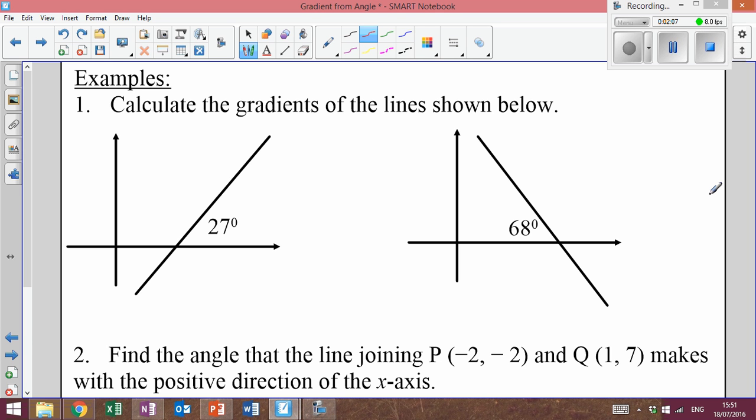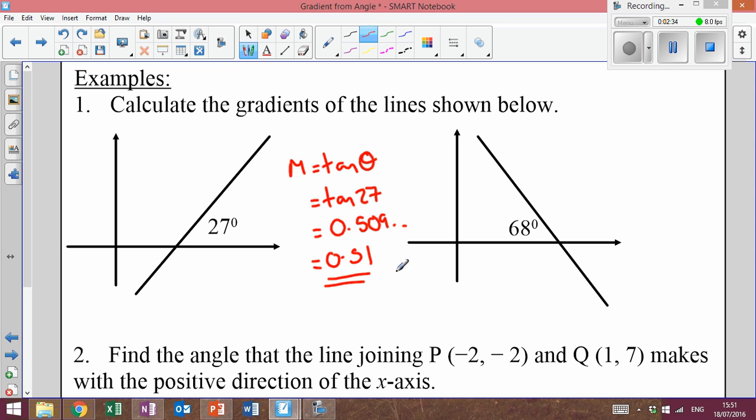So here we're looking to calculate the gradient of the line shown. If we want to find the gradient, it's tan of theta. So it's just tan of 27, which when you type it into your calculator gives you 0.509 and so on. So let's call it 0.51. So the gradient of that line is 0.51.